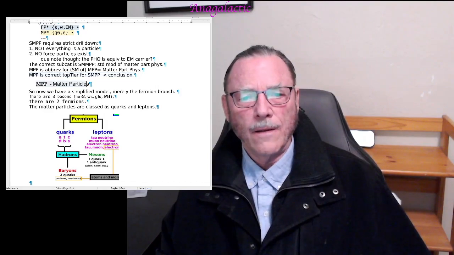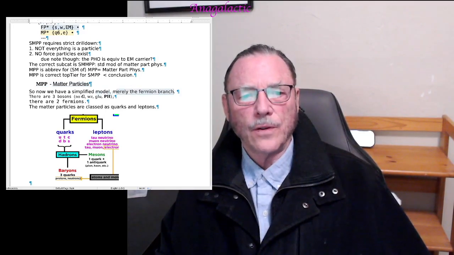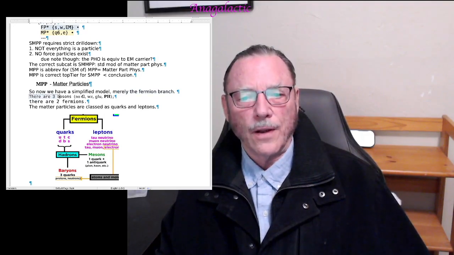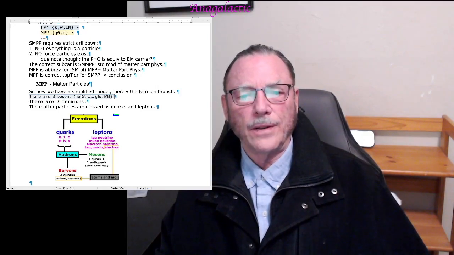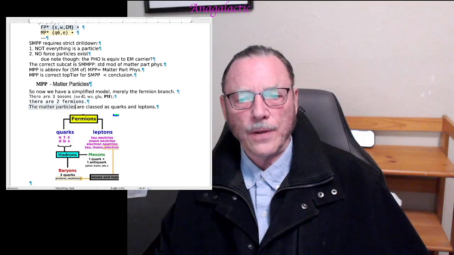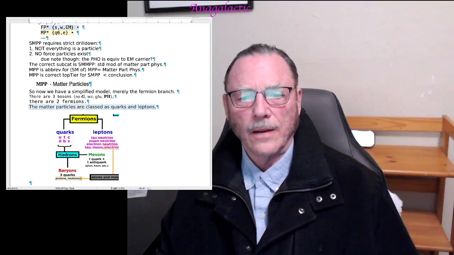So now we have a heading, the matter particles. We've simplified this model, and we're talking now only about the fermion branch. These are the matter particles. There are 3 bosons, just to finally dispose of what we need to just get rid of. There are 3 bosons, but there's not a graviton yet, but they put the photon into that categorization. Completely incorrect. There are 2 fermions, the quark and the lepton. So now we can say that the matter particles are classed as quarks and leptons.